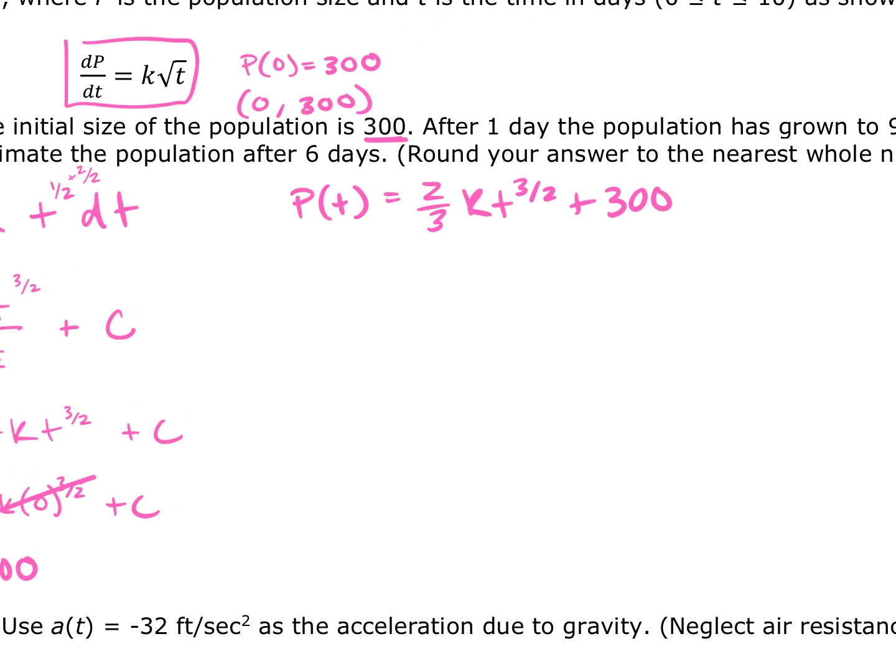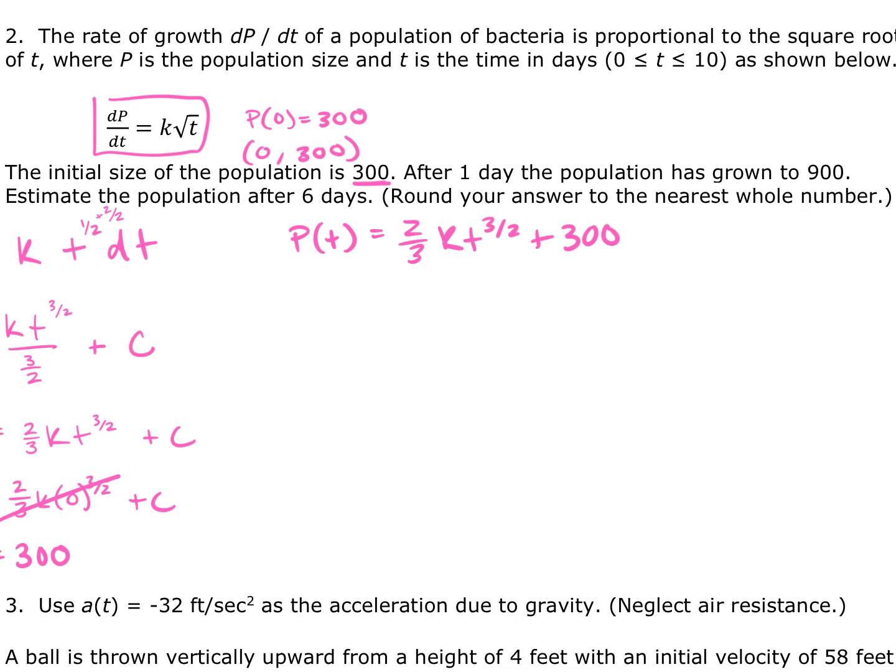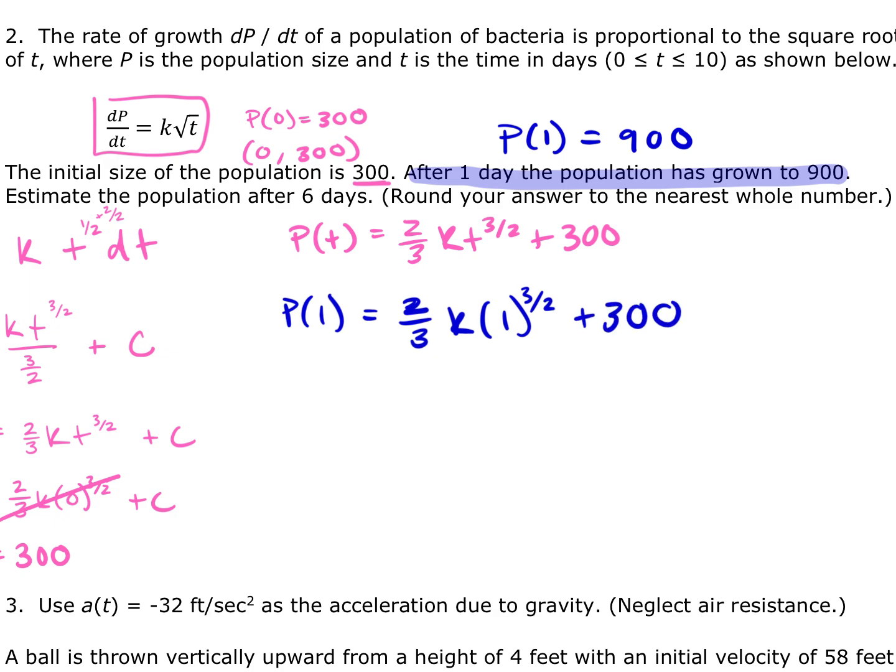Now let's solve for k. So we're going to go back to our question. It says here, after 1 day, the population has grown to 900. So here we could call this P of 1 equals 900. So let's do the same thing we just did, but we're going to plug in 1 into our t and 900 into our P of 1. So P of 1 equals 2/3 k times 1 to the 3/2 plus 300. And then P of 1 is 900.